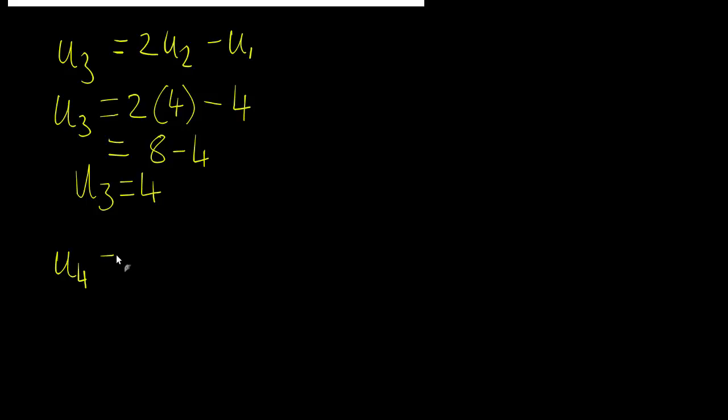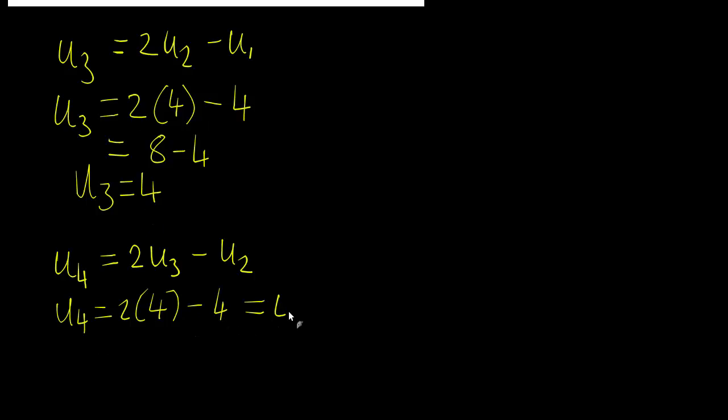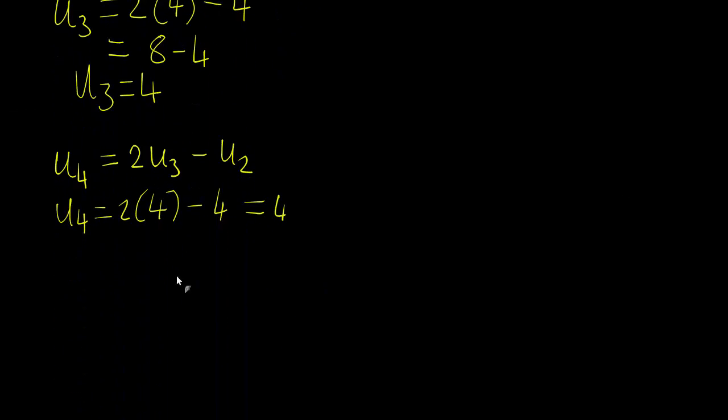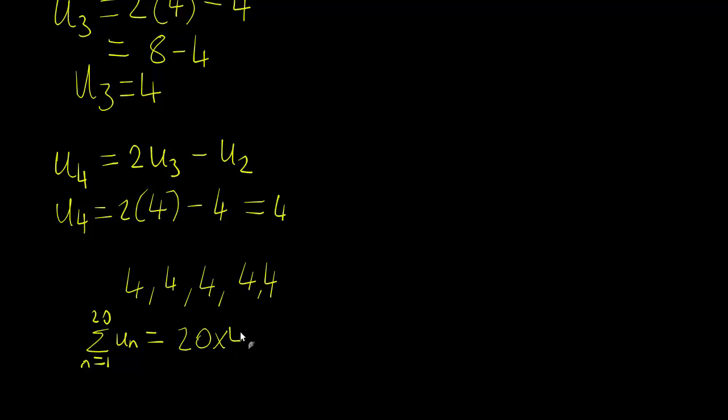So U4 would be 2 lots of U3, the term just before, take away U2. So U4 is 2 lots of 4 minus 4, well, that's going to be exactly the same as before, so U4 would be 4 as well. So we've spotted now the sequence goes 4, 4, 4, 4, 4, etc. So if we're looking for the sum of the first 20 terms, from n is 1, U of n, that's just going to be 4 added together 20 times, so 20 lots of 4, which is 80.